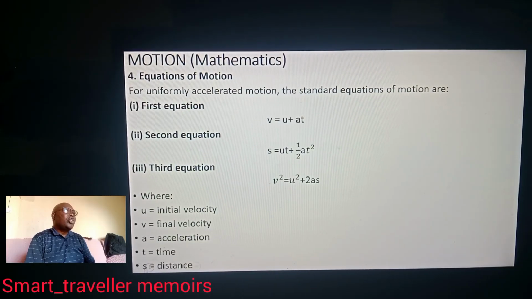Number 4, equations of motion. For uniformly accelerated motion, the standard equations of motion are: number 1, the first equation, which is v is equal to u plus at. Number 2, second equation, s is equal to ut plus a half at squared. Number 3, third equation, v squared is equal to u squared plus 2as, where u equals initial velocity, v equals final velocity, a is equal to acceleration, and t is equal to time, and s equals distance.